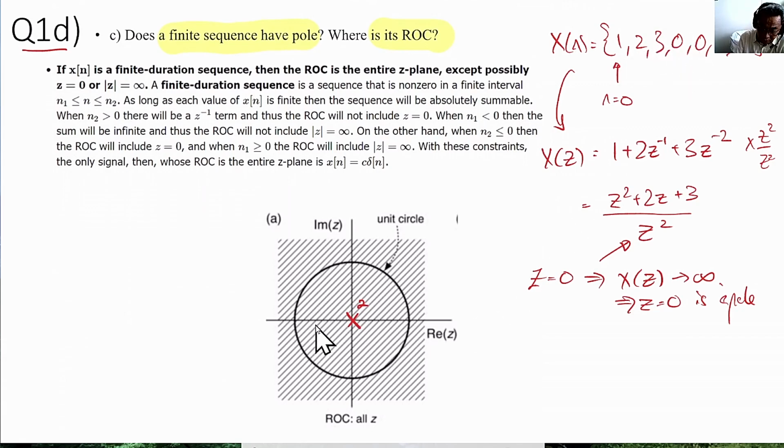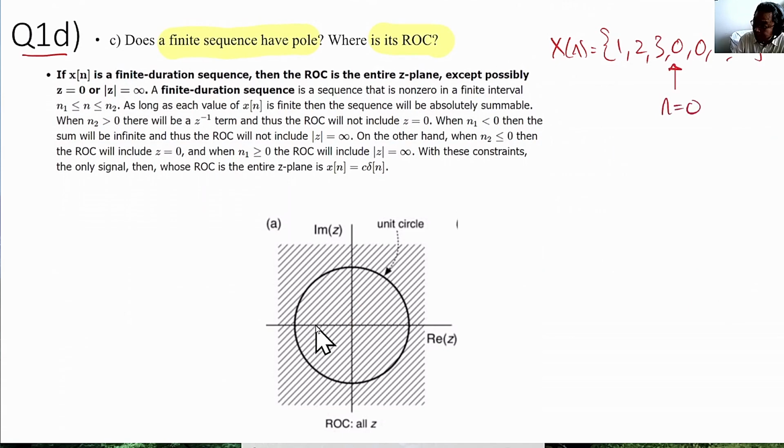What about the anti-causal finite sequence? So now I change the sequence and I put the arrow here. So when I have X(z), this is equal to the sum of x[n] z^-n. We now have n equals -1 to -3 because the rest of the values are zeros.